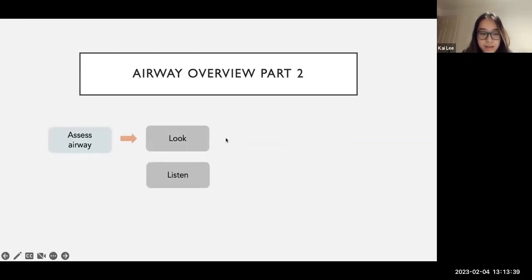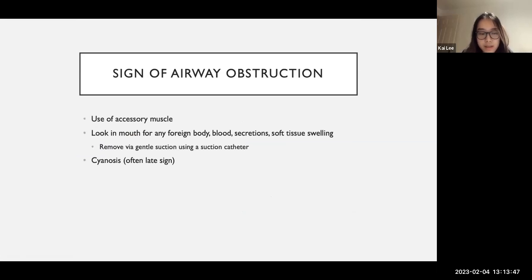That means you'll be looking closely at the patient and listening to their airway. In terms of looking, there are some signs you can look for before you even go close to the patient. For example, the way they're breathing: is there any increased work of breathing, are they using any abdominal muscles when they're breathing? And when you're looking into their mouth, can you see any foreign body, blood, secretion, or any swelling that's obstructing their airway? Sometimes you may see cyanosis, but that is often a very late sign of hypoxia.